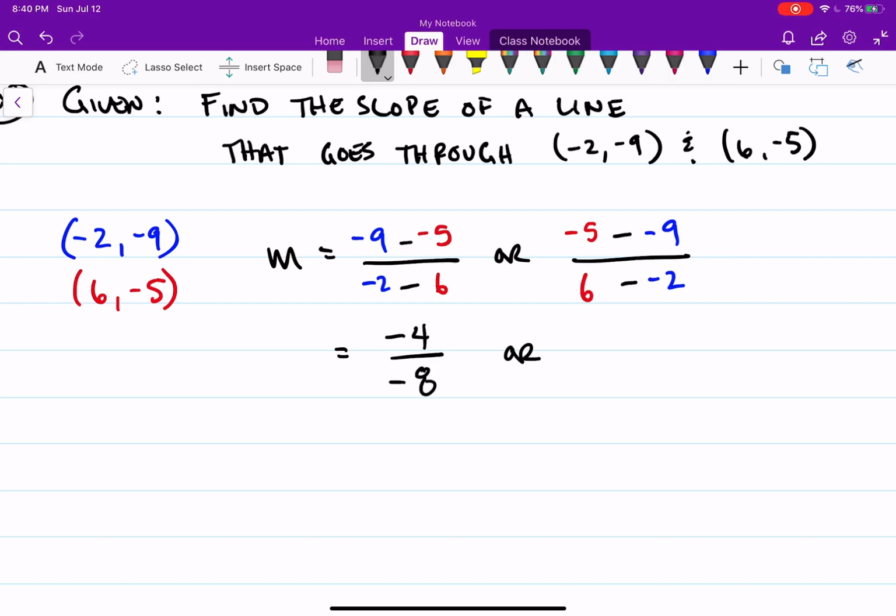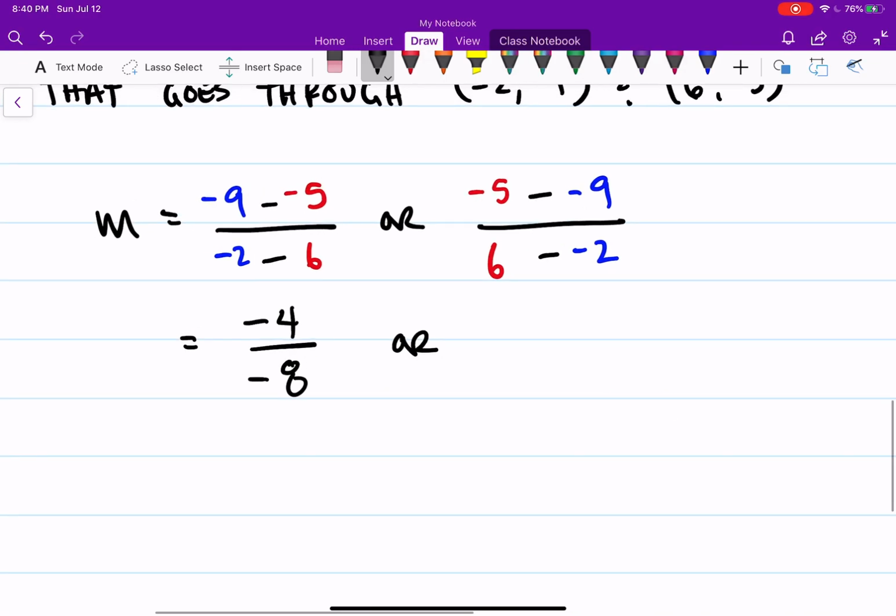And here's my other way. All right, let's take a look at this. This says -5 minus a -9. Minus a -9 means plus 9. So -5 plus 9 is going to be a +4 over 6 minus a -2. Minus the -2 means plus 2. So it'll be 6 plus 2, so it's going to get 8.